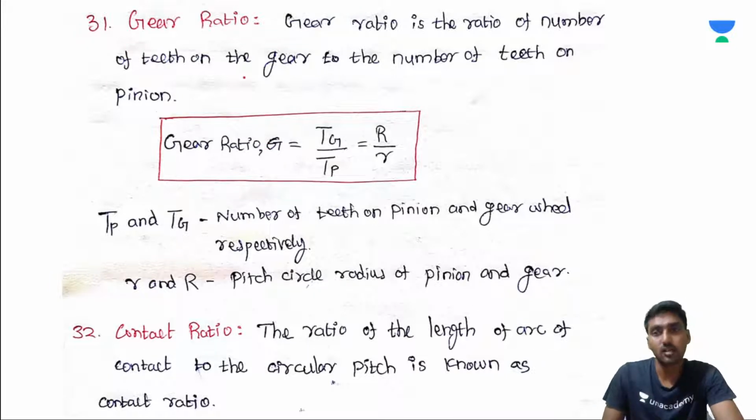Now the gear ratio. Gear ratio is the ratio of the number of teeth on the gear to the number of teeth on the pinion. Gear ratio G is equal to TG divided by TP.